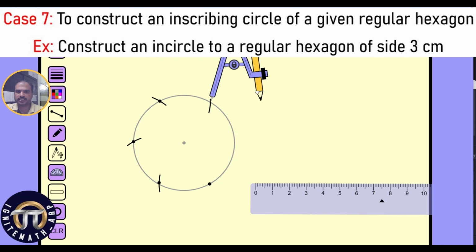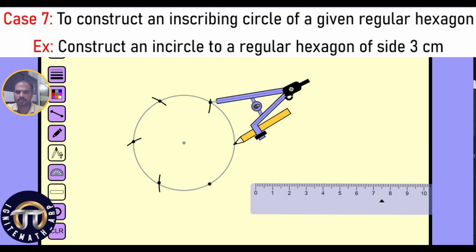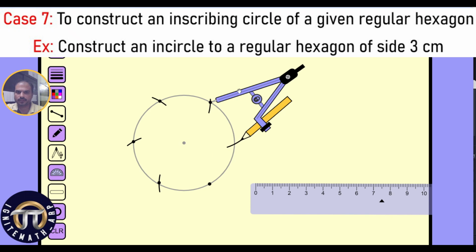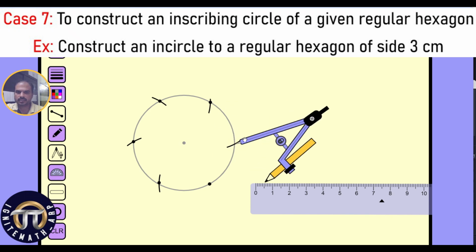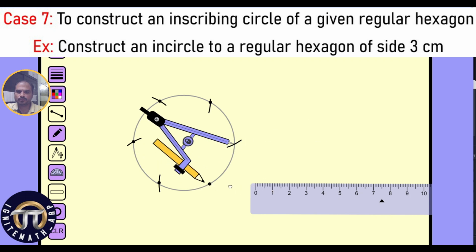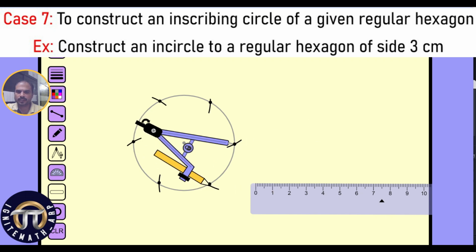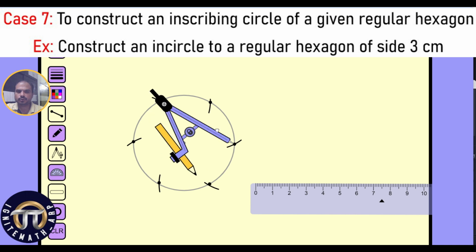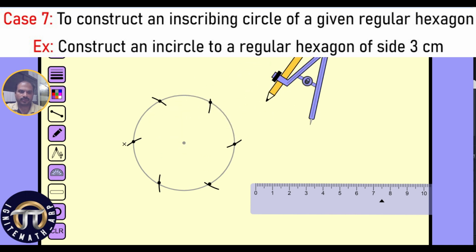Later you have to erase this circle whatever you have drawn now, because you're asked to construct the incircle, which should be inside. That should not be outside. That's why the circumcircle should be erased later. We are drawing the circumcircle just to get a regular hexagon properly without any mistake. See, I'm getting a regular hexagon here.